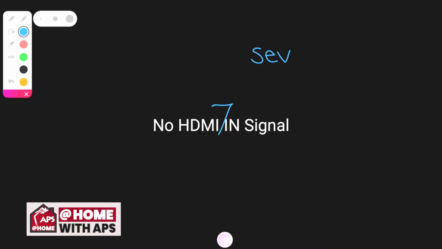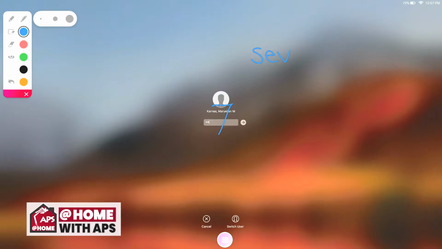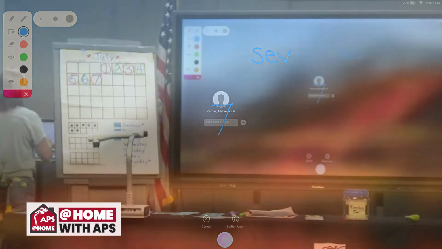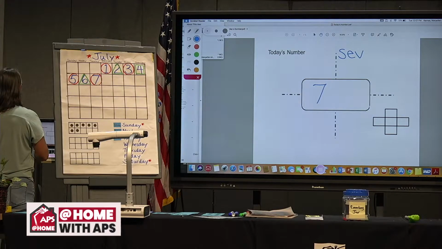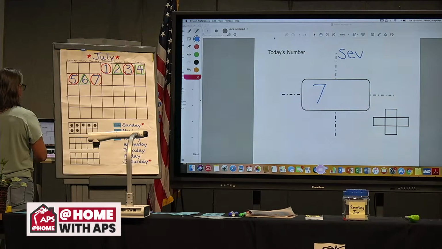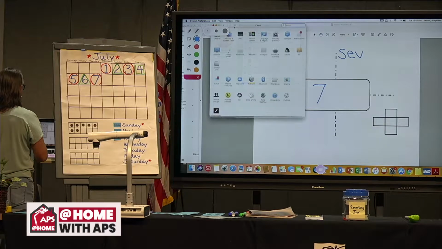Uh-oh. Just a second, guys. Never fear. We will get this going on. Let's change something really fast so that hopefully that doesn't happen again.